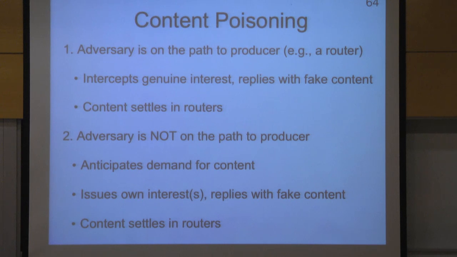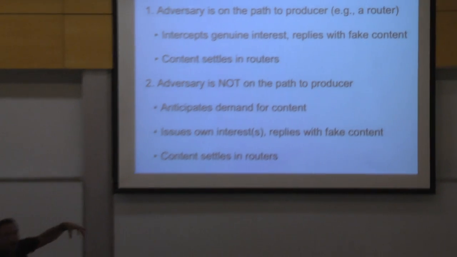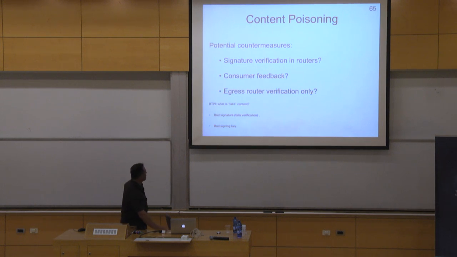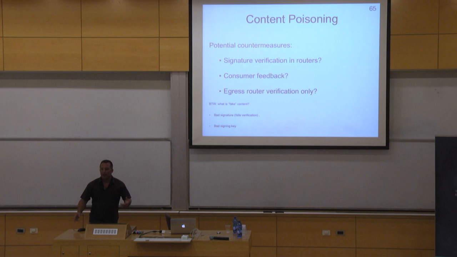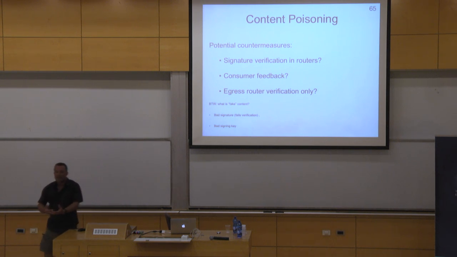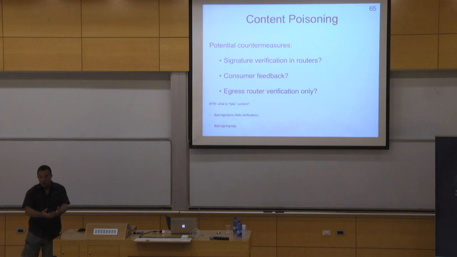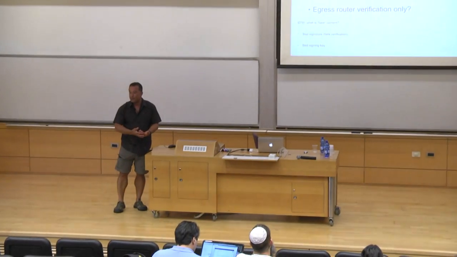So this is zooming into the content poisoning scenario. The second one is the more proactive setting that I described, where the adversary anticipates demand for content and pre-populates caches with junk. So again, we are in this very unpleasant state. We say, well, how do we counter this denial of service? We could do it by verifying signatures in routers. Great. That itself is a denial of service. Again, by trying to solve the problem with content poisoning, we can solve it, but then routers will do nothing but verify signatures. So that's not good. What about feedback?